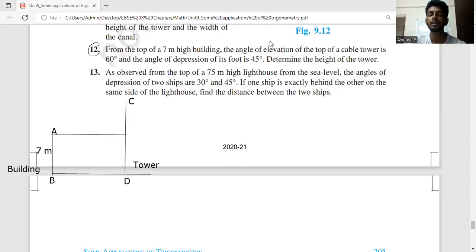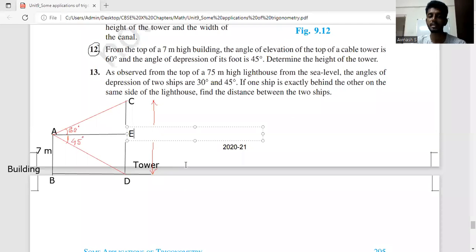Now, it has been very clearly given that the angle of elevation of top of the cable tower is C. So that angle is 60 degrees. That has been clearly given in the question, like this. And also the angle of depression of its foot. So from the same point of observation, the angle of depression of its foot is 45 degrees. So this is also given in the question. Nothing else, and we are supposed to find the height of the tower. So let us imagine the height of the tower could be the whole thing. So this is what we are supposed to find from the question.